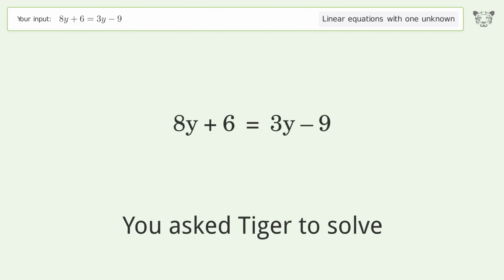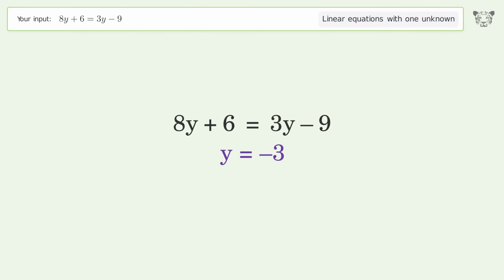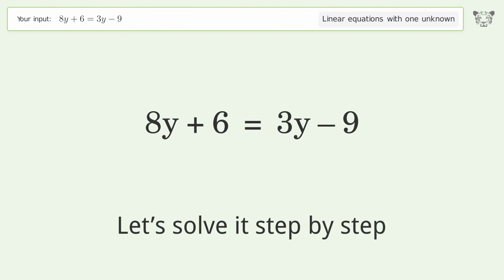You ask Tiger to solve. This deals with linear equations with one unknown. The final result is y equals -3. Let's solve it step by step.